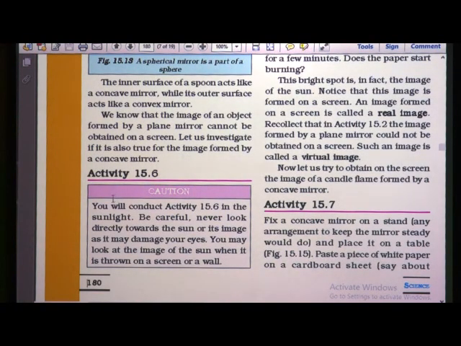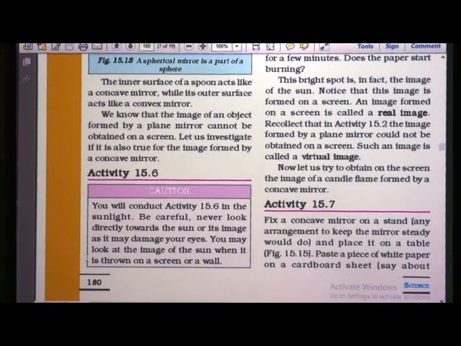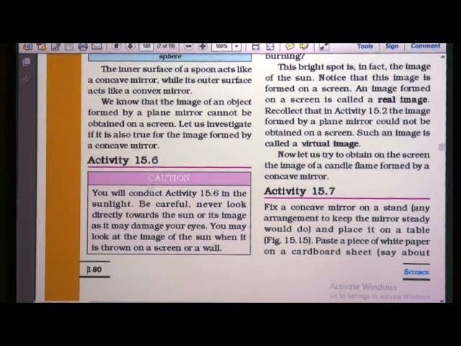Before that we will read these activities in short. Activity 15.6 is given. First we will see this paragraph: we know that the image of an object formed by a plane mirror cannot be obtained on a screen. After that this activity is given.